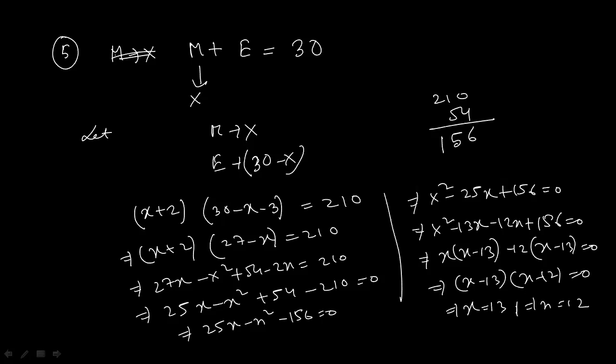Clear? Yes, sir. So now see, if her marks in maths is 13, then her marks in English will be 30 minus 13. That means how much? 17. Yes or no? Now if her marks in maths is 12, then her marks in English will be 30 minus 12. That means 18. Yes or no? So this will be the answer. You get two answers, or no?